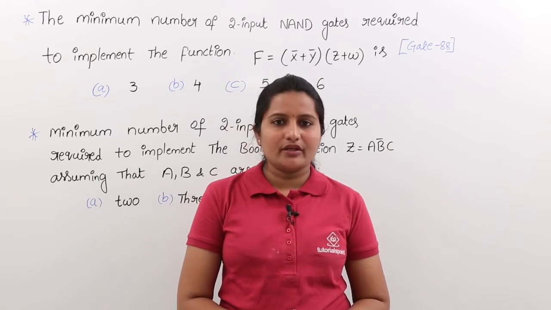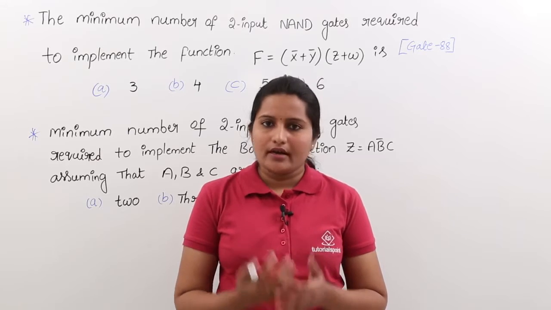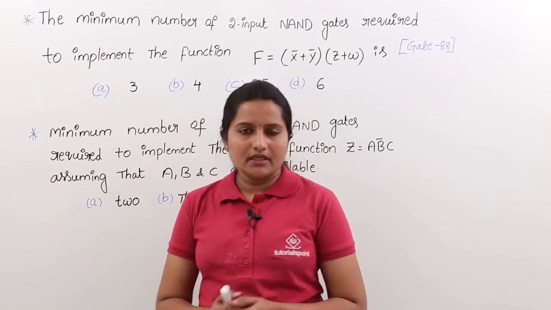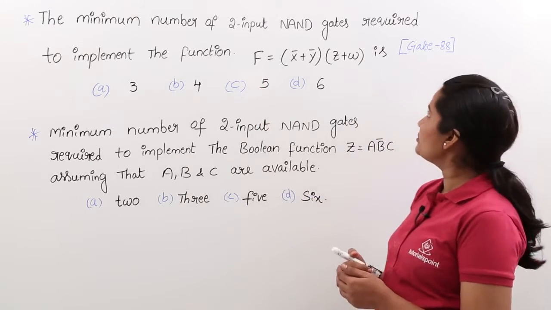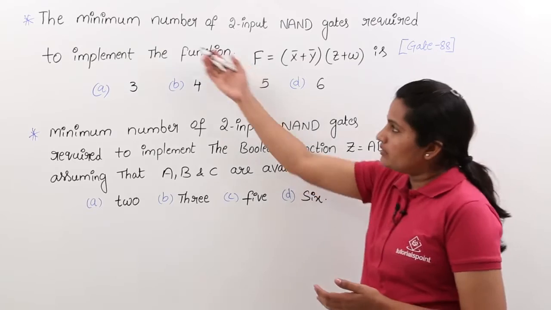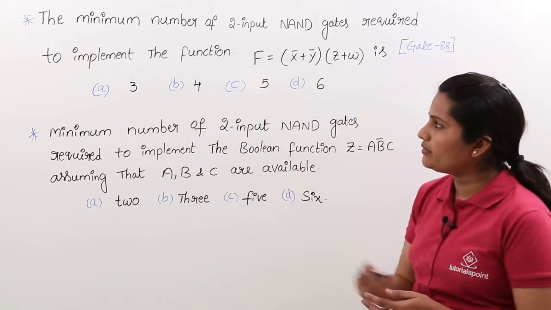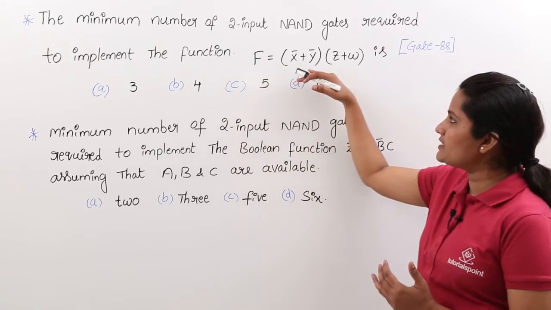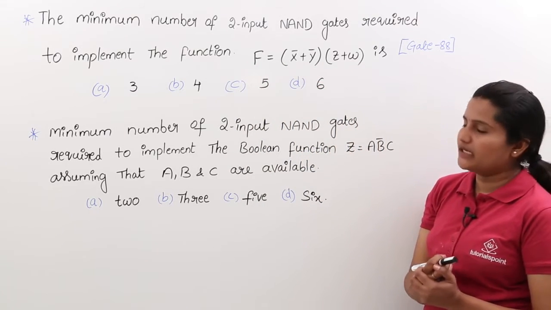In this class we are going to discuss a couple of problems related to NAND realization. Here, one of these two problems is related to a previous GATE paper, GATE 88. The question is: the minimum number of 2 input NAND gates required to implement the function f = (x bar + y bar)(z + w) is?